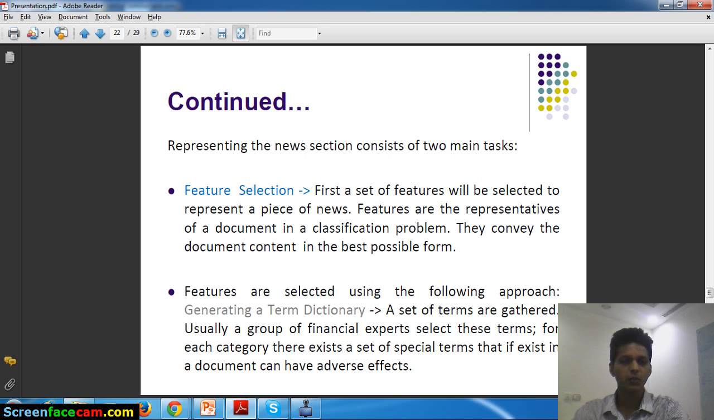So usually a group of financial experts select these terms, and for each category there exists a set of special terms that, if in excess, can have adverse effects on a particular stock. So if there are some good keywords, they could make the particular stock rise, and if there are some bad keywords, it could make it fall.